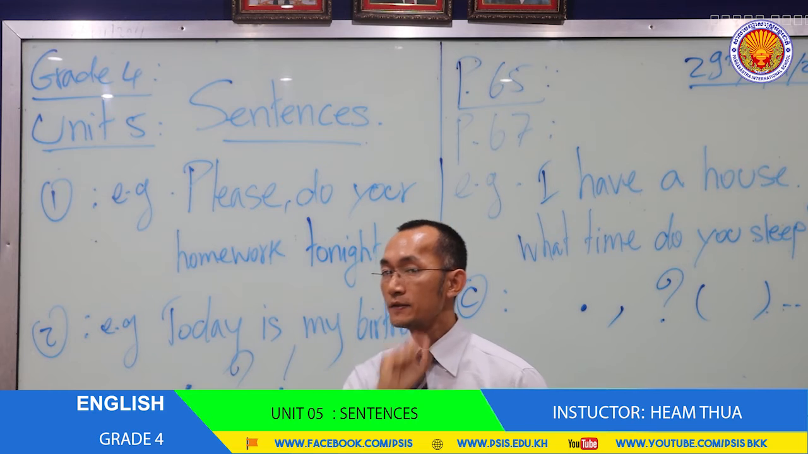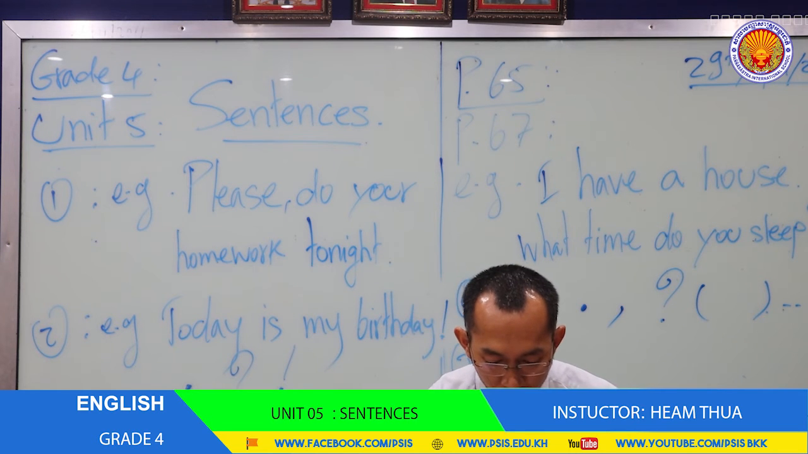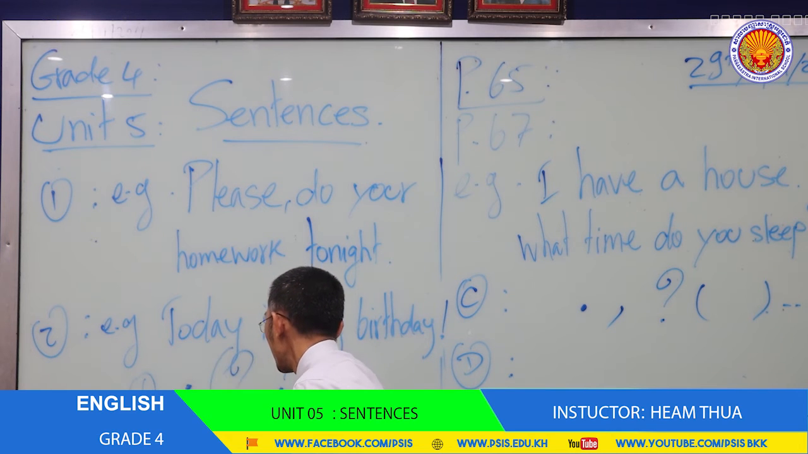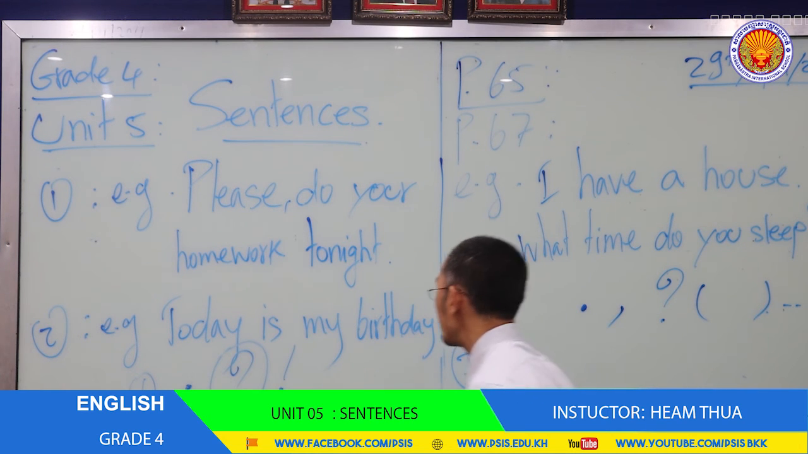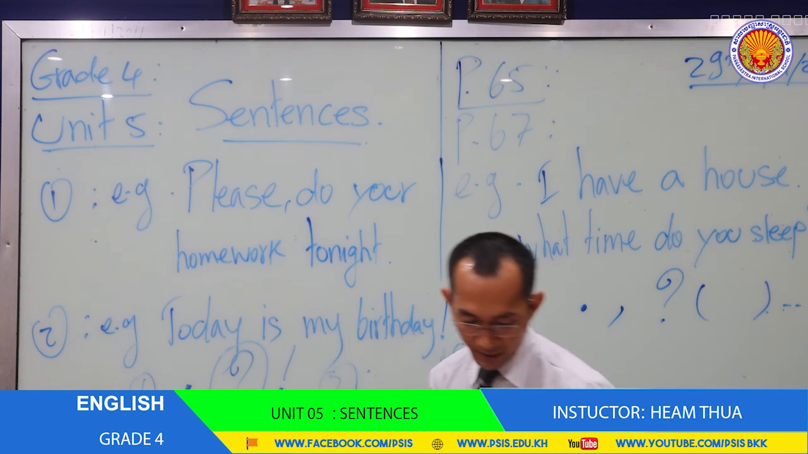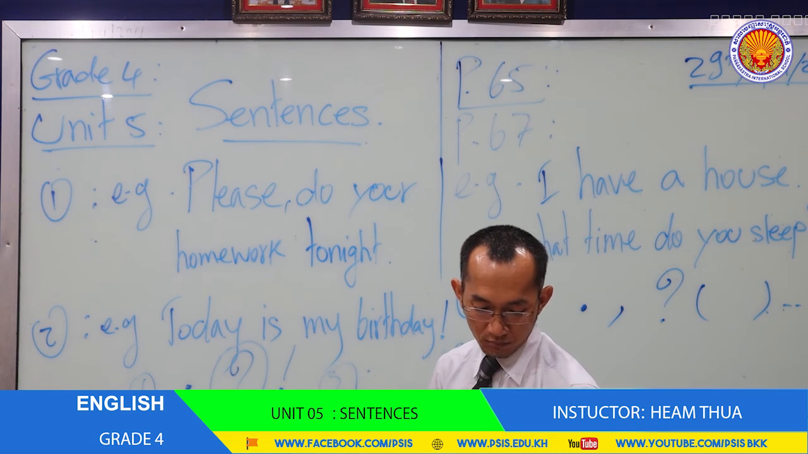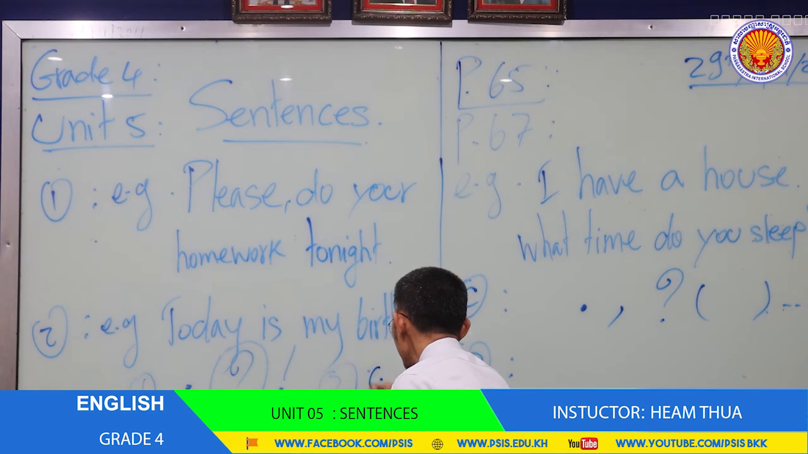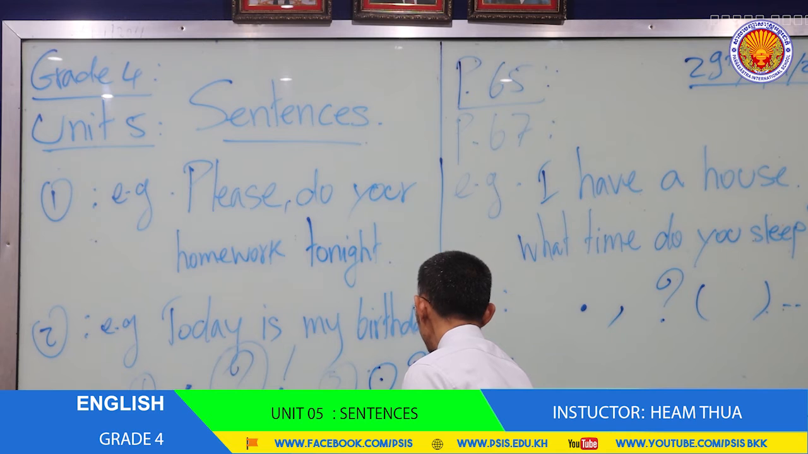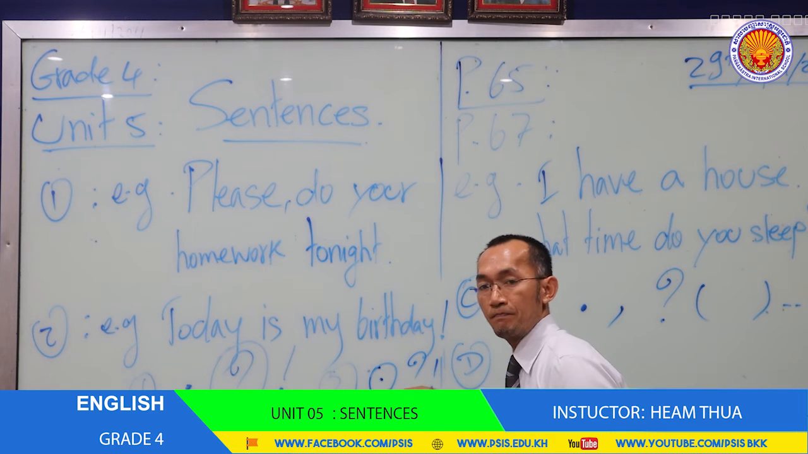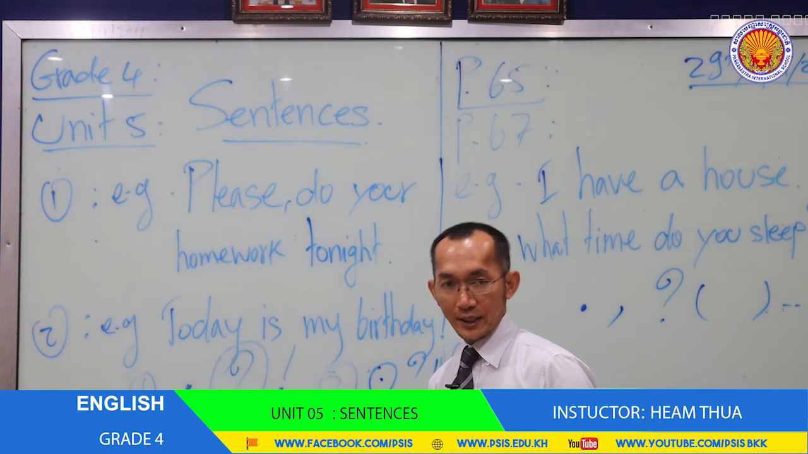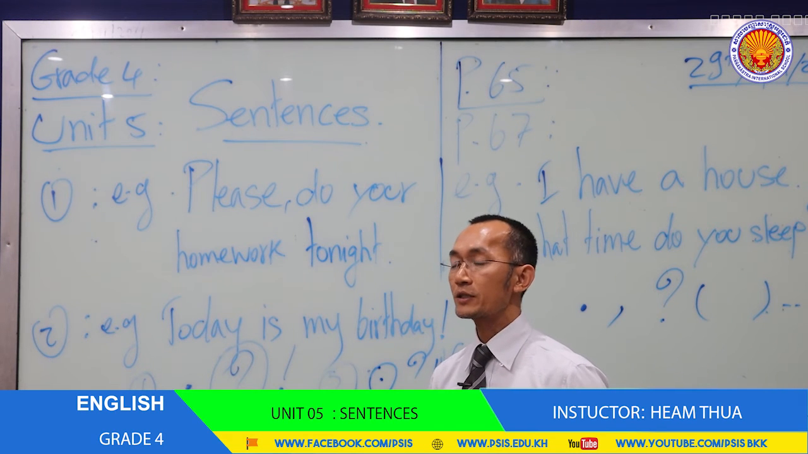If you think number 1 is a question, you just circle it. If you think number 2 is a full stop or period, you just circle it. Circle full stop. Okay? So now, are you clear? If you are not clear, you can ask me through Telegram or Messenger.